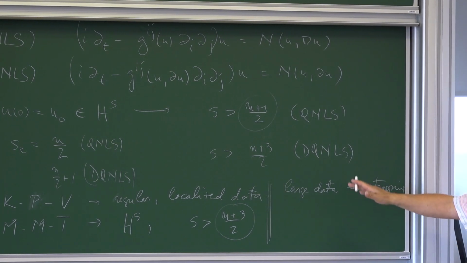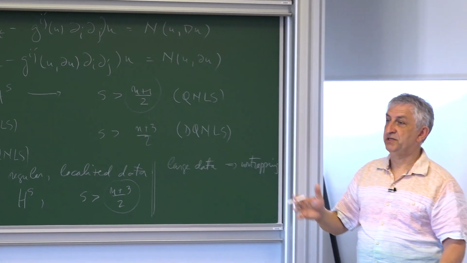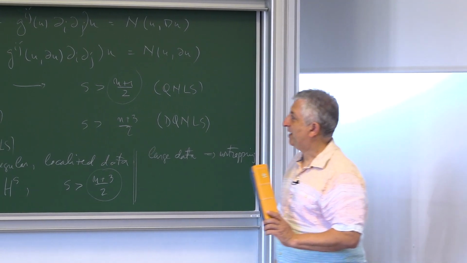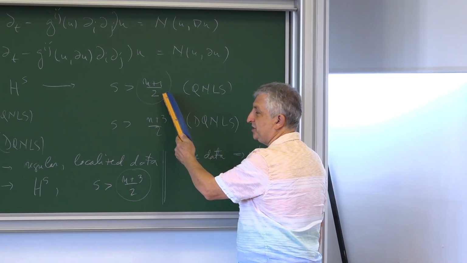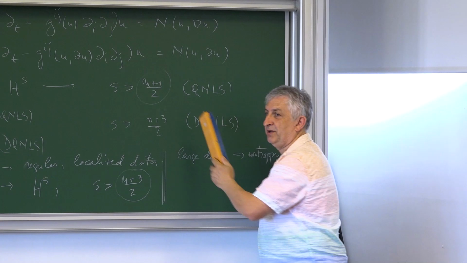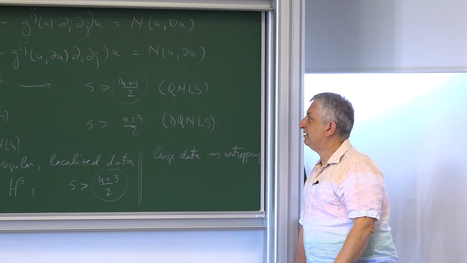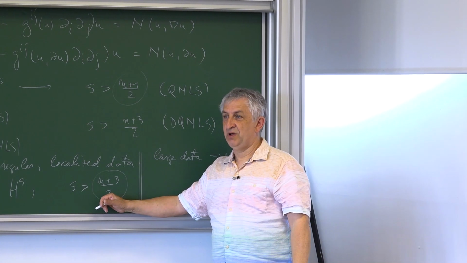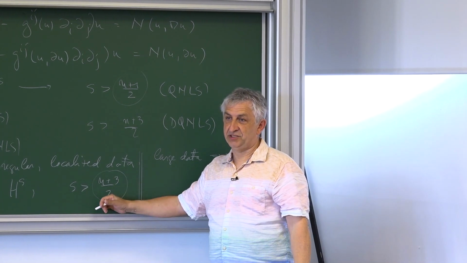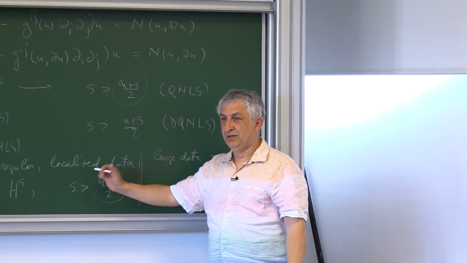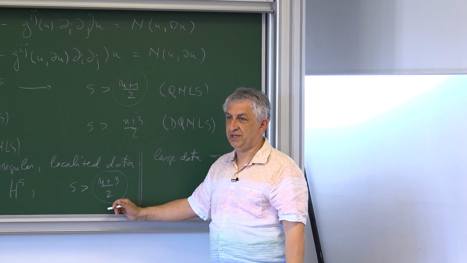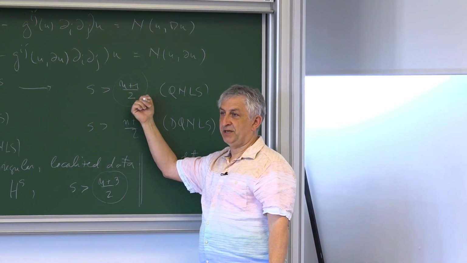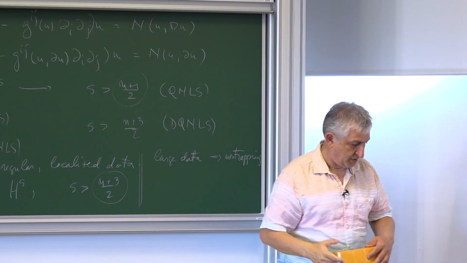So why do we care about this? Because our results in these papers are small data results, right? But we're looking at small data in this H^s where s is greater than n plus 1 over 2. Having smallness in this space does not guarantee smallness in this space. So our data could very well be large in this space. So if we want to use this result, which we do, then we want to know that non-trapping holds when s is greater than n plus 1 over 2.